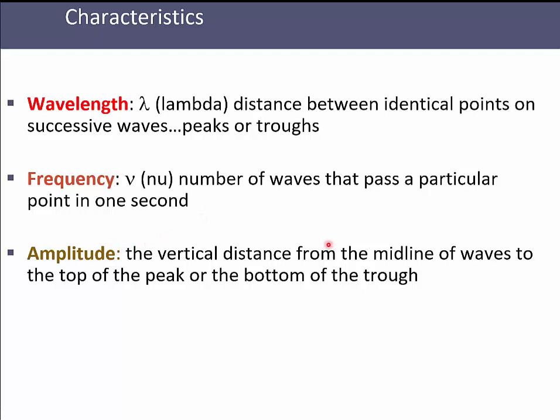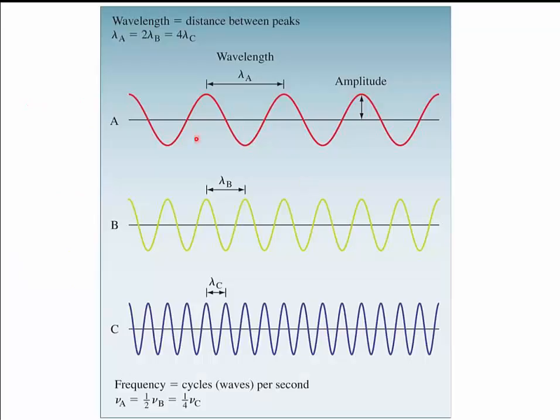That's the vertical distance from the middle of the waves to the top of the peak or the bottom of the trough. So this is how tall it is. And so let's take a look at some examples.